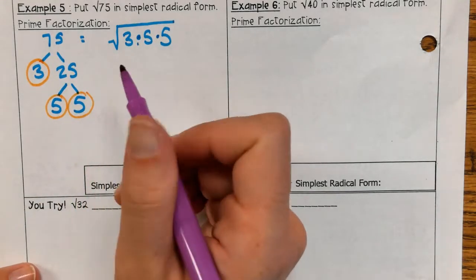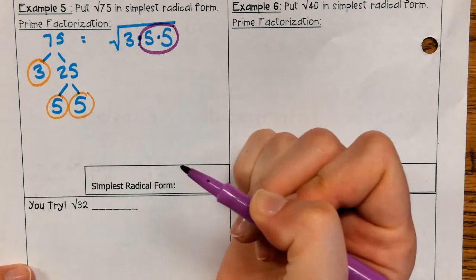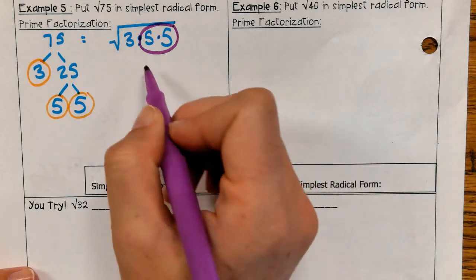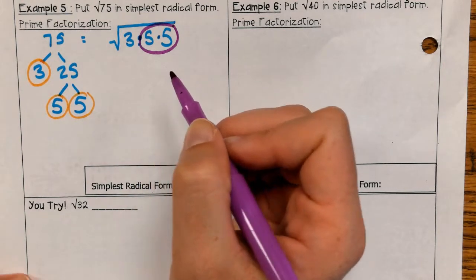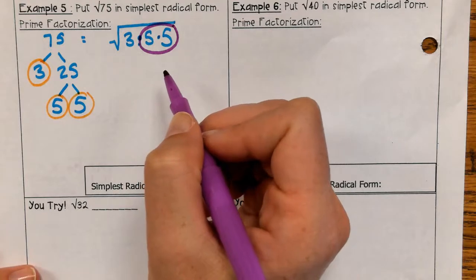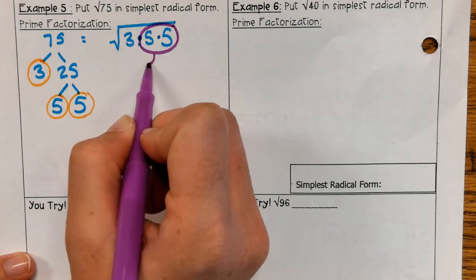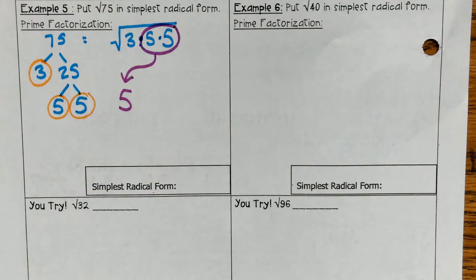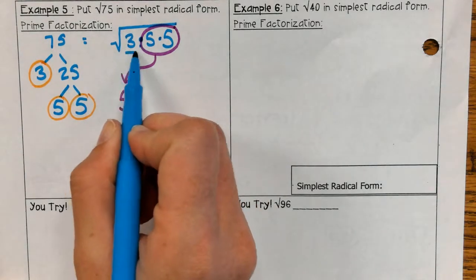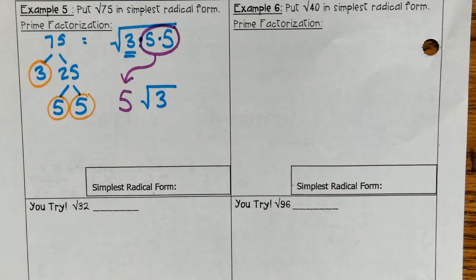If you don't have all prime numbers, you have to keep breaking them up. When you're at this step, you need to circle a pair of numbers, as many pairs as you have. 5 times 5 is 25. That's a perfect square. That's why I'm circling pairs of numbers. And the square root of 25 is 5. So when I circle a pair of numbers, I take that pair and I write it down on the outside of the square root, because I have gotten rid of a square. If something does not have a pair, it gets left on the inside of the square root sign.